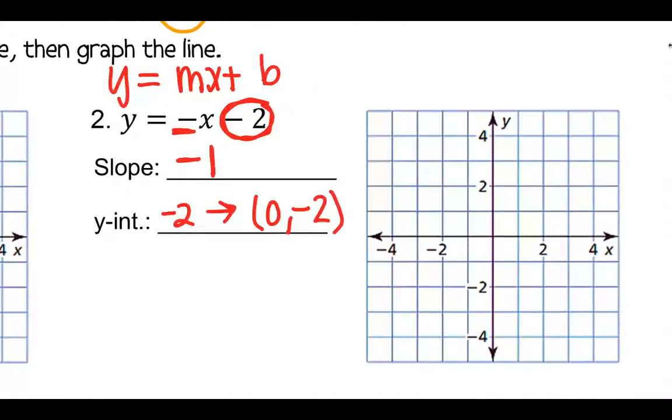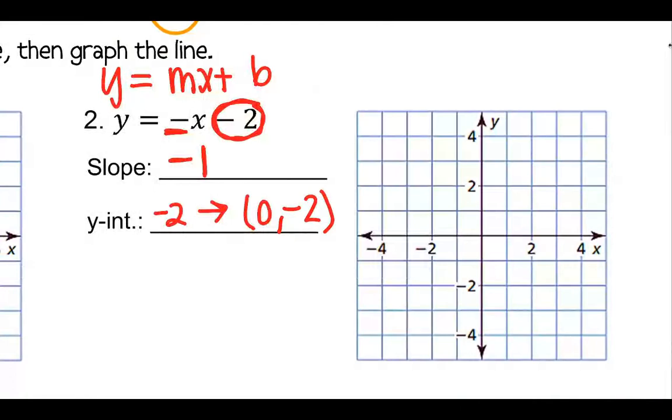So I'm going to go to my graph, and I always start at the beginning. I'm starting with B, my y-intercept. I go down -2 and put my first point. Every single time, start with your y-intercept. So your first point should always be on the y-axis, on this line right here.